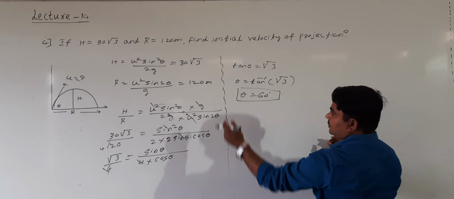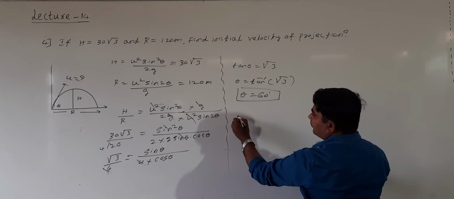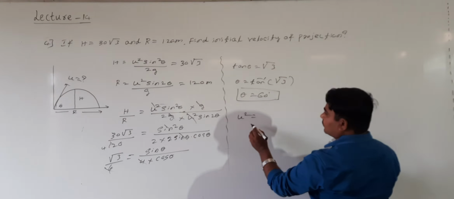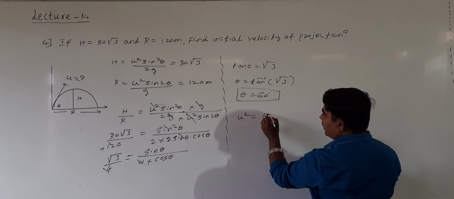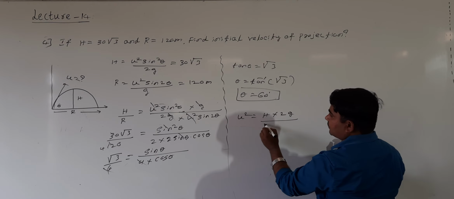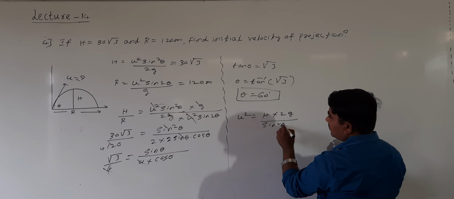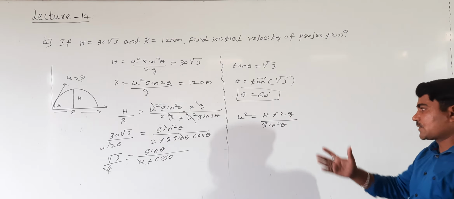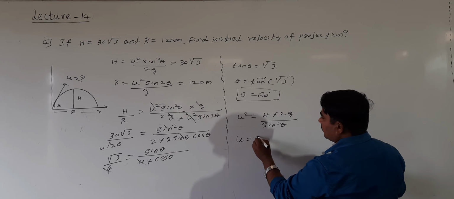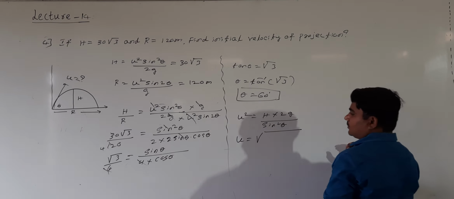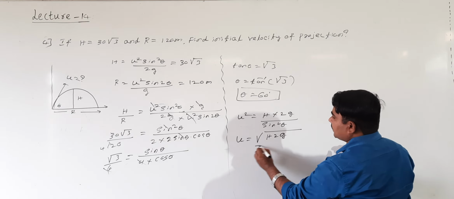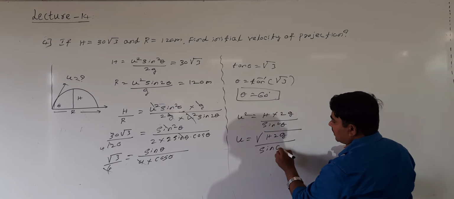Look at here. From H, how to write U square? U square equal to how much? U square equal to H into 2g whole divided by how much? Sin square theta. Right, or make it square root. Square root means U is equal to under root of H into 2g divided by sin of theta.